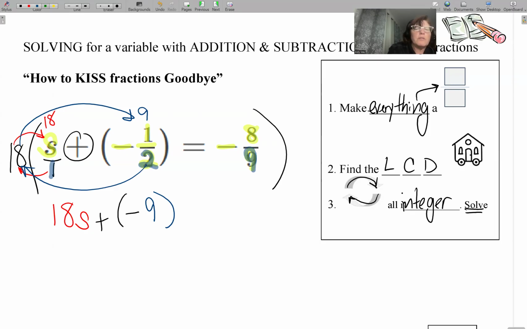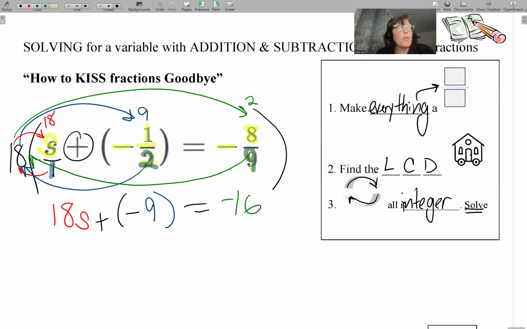Last one, 9 goes into 18 twice. 2 times 18, and that's going to be negative 16. All the fractions went bye-bye. This is called an equivalent equation. It's the same equation, just with nothing but integers.